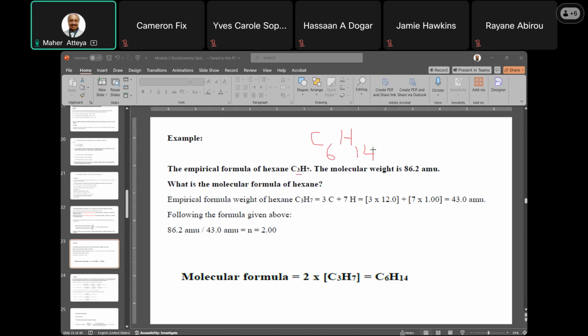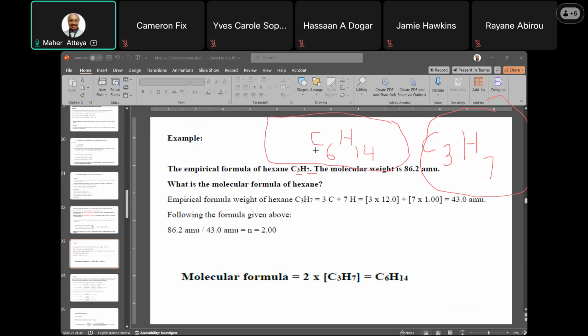You reduce 14 by 2, you get 7. So this is the true ratio here, and this is the molecular formula. The other one is C3H7, the reduced ratio, called the empirical formula, correct? So now we know the molecular formula because we know the compound, correct?